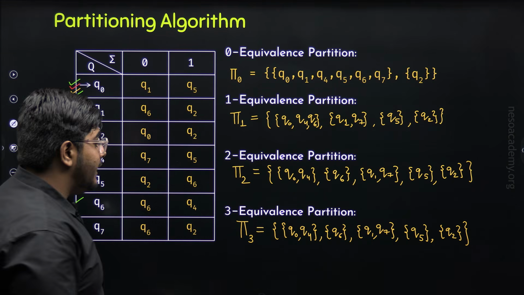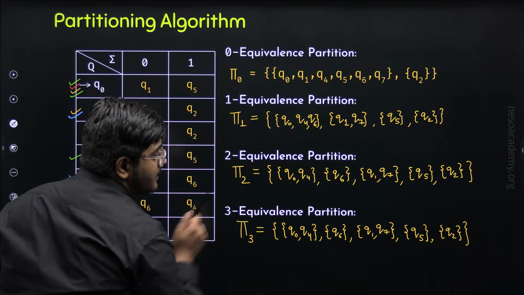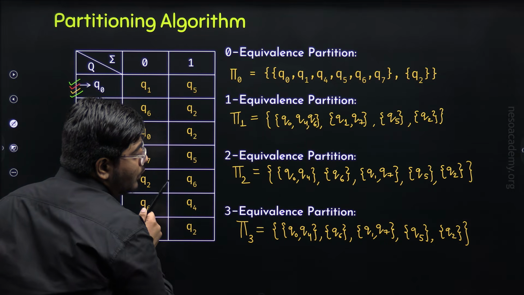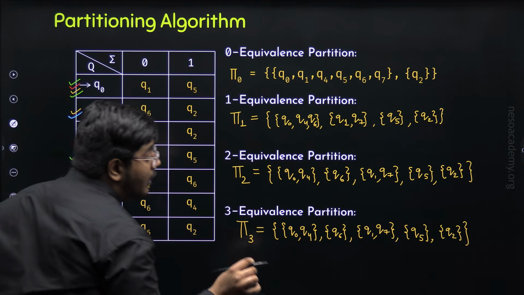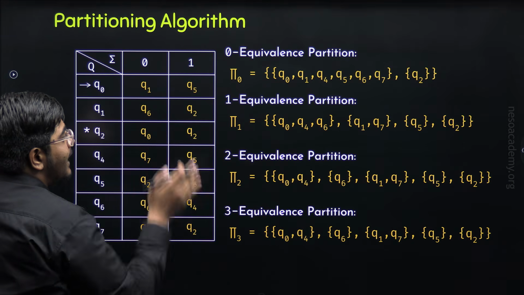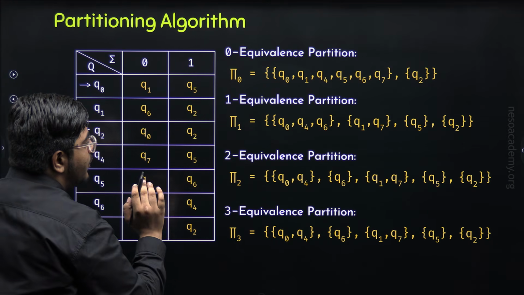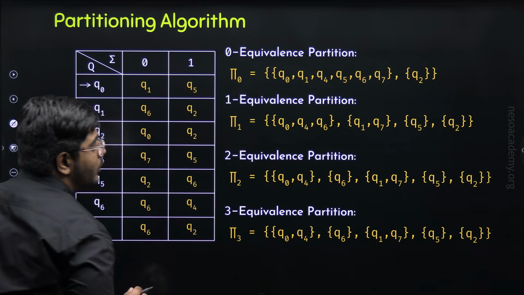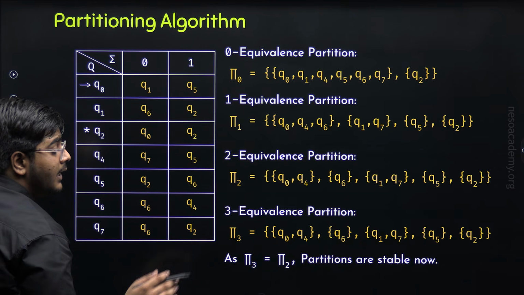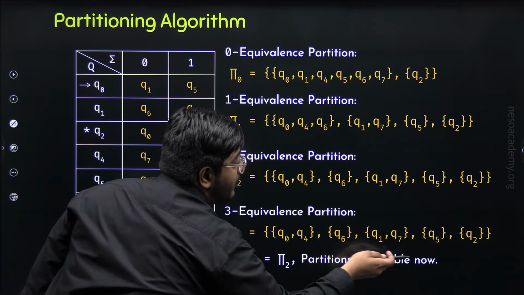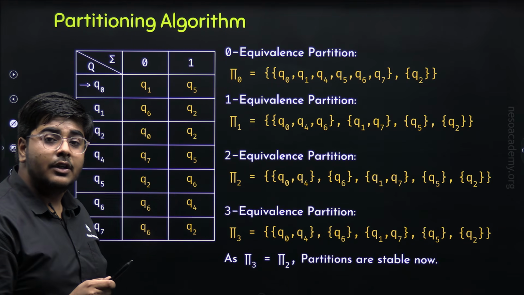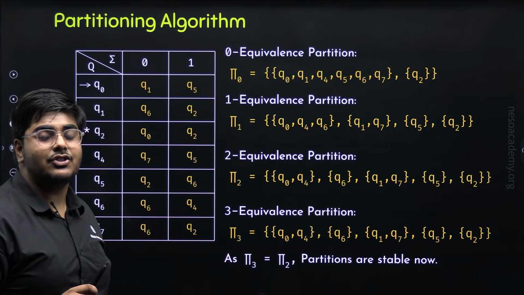And now you can clearly see pi 3, which is the three equivalence partition, is the same as the two equivalence partition, which is pi 2. No splitting has occurred, which means the partitions are stable now. So these are the 0 equivalent, 1 equivalent, 2 equivalent, and 3 equivalent partitions, and we can say pi 3 is equal to pi 2. That is why partitions are stable now, and we have reached the point where no further splitting can occur. So this is the termination point of the partitioning algorithm.